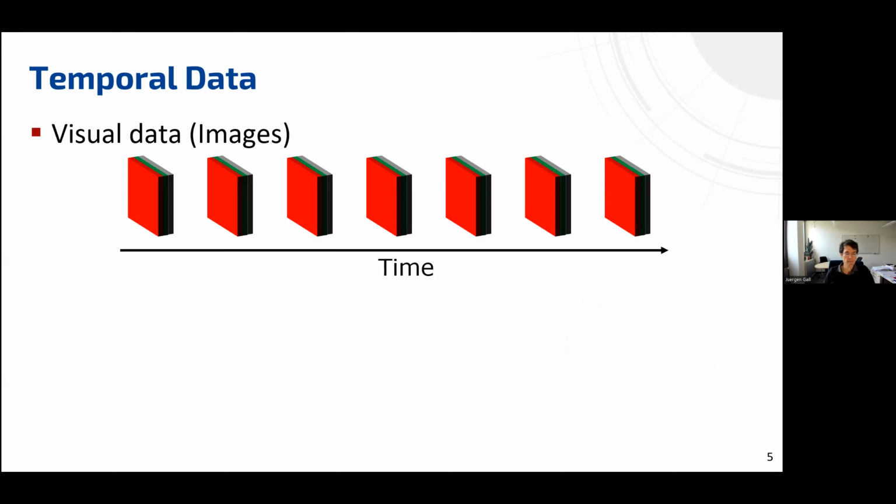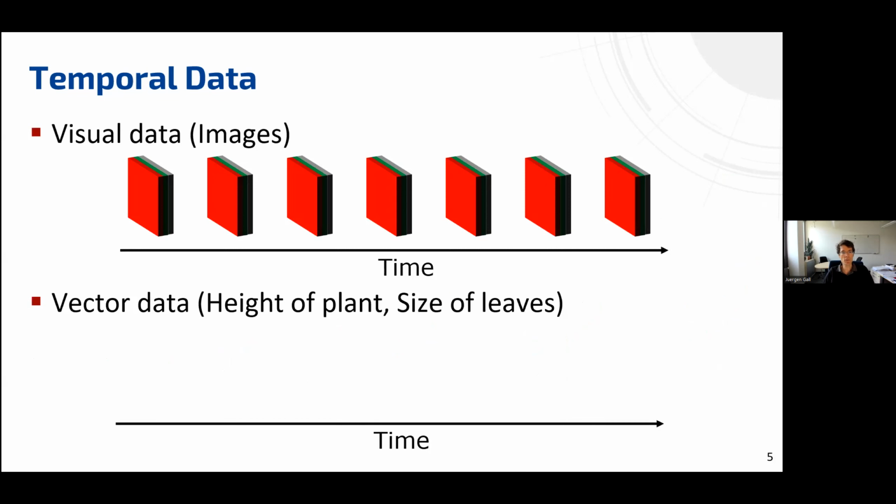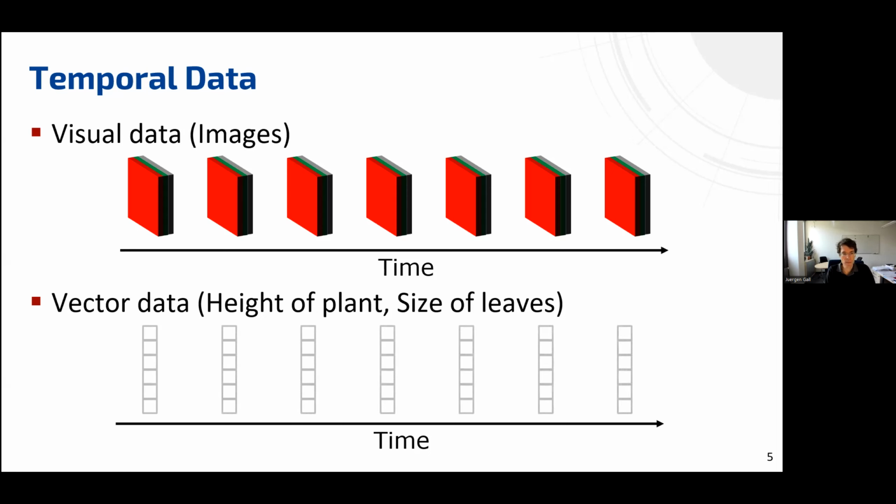And visual data is different to, for instance, if you measure traits directly and then want to analyze them. For instance, if you want to measure the height of the plant or extract other traits like the size of the leaves, in this case, the data is actually in a vector form. That means in the vector you have different parameters or different traits that have been measured, and you could also analyze this kind of data.